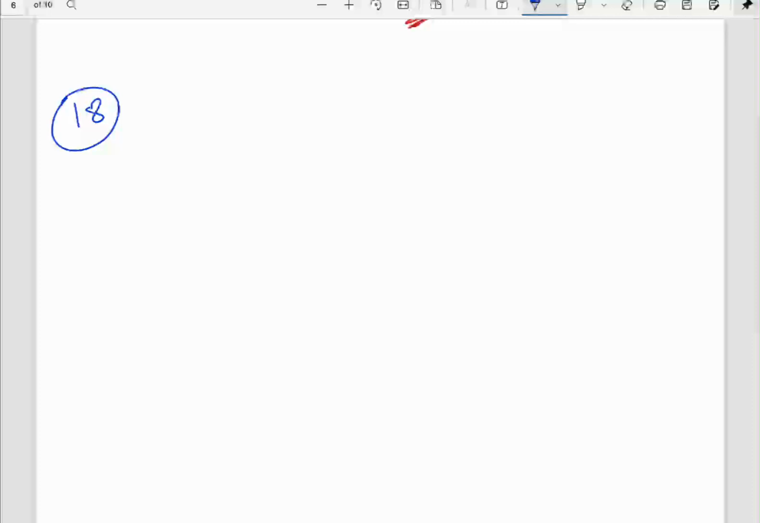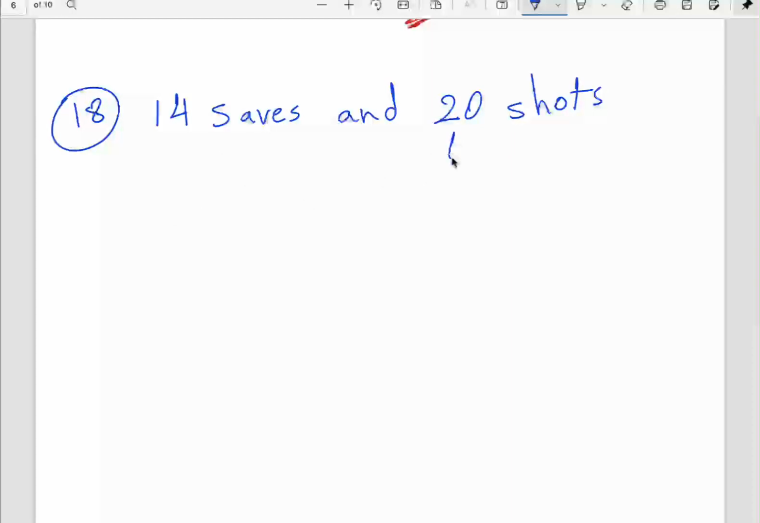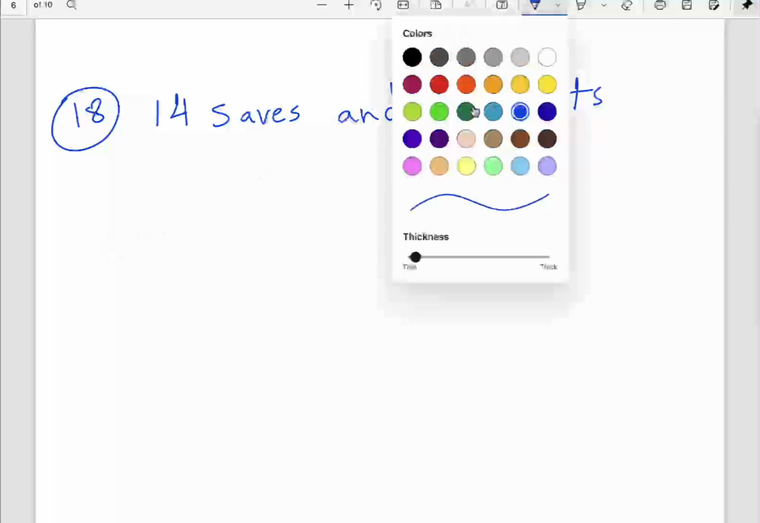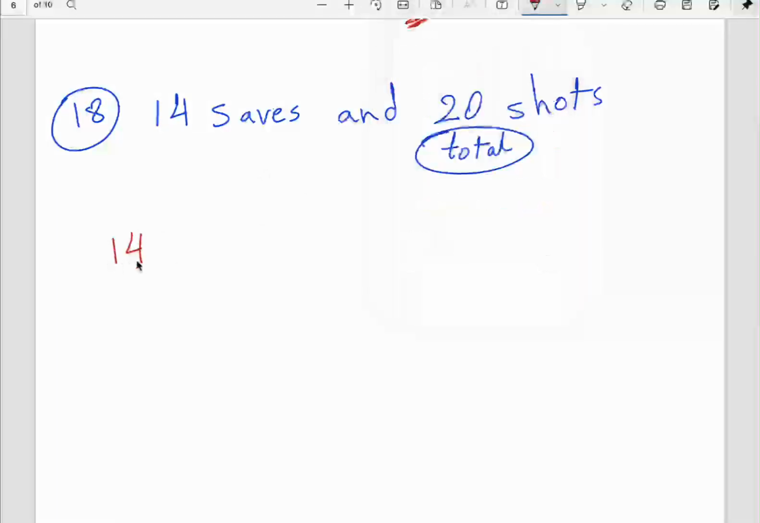Okay, so Ahmed, it's 14 saves. And how many shots? 20. Okay, we need the percent of the saves. The 20 is the total. So what is the percent of the saves? 14 over 100? Why 100? Over the total.